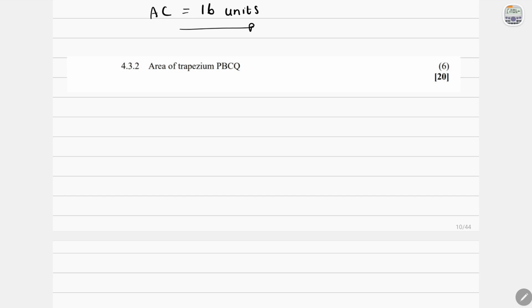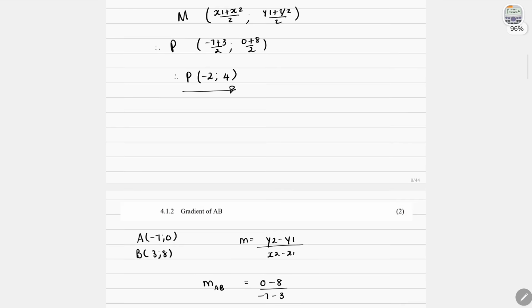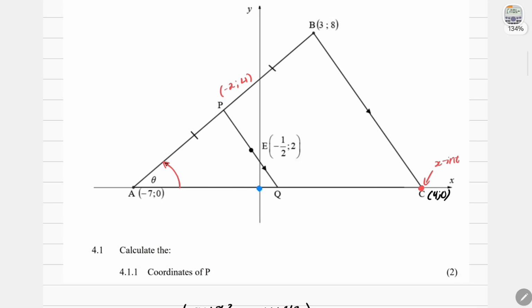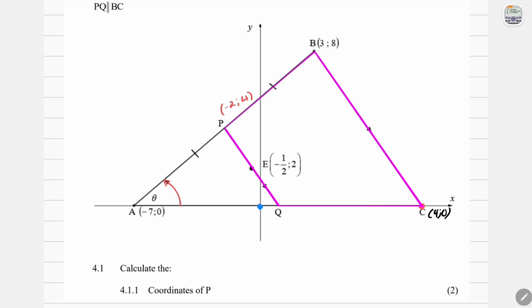Question 4.3.2 says we need to find the area of the trapezium PBCQ. So PBCQ, and let's just highlight that first. So that's from P, B, C, and Q. Okay, so we need to think about this. You see, this is a trapezium.